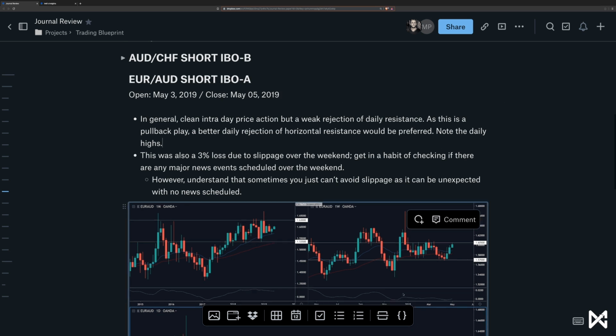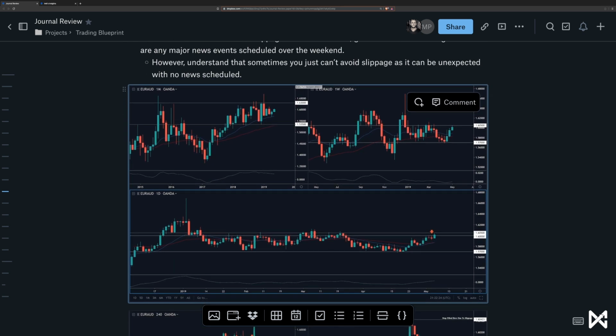Note the daily highs. So I said note the daily highs. I mean, these are the daily highs. So if we were rejecting more of the daily highs, more of the top of the range, in my opinion, that would have been a better rejection. Remember, if you're a day trader taking day trades, quick opportunities, you want to make sure that you have a good daily chart, right? Good daily chart, good lower time frames.